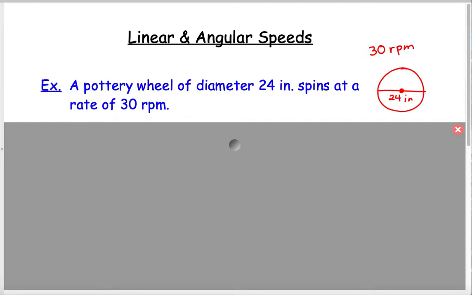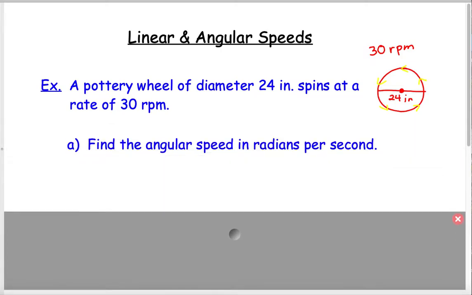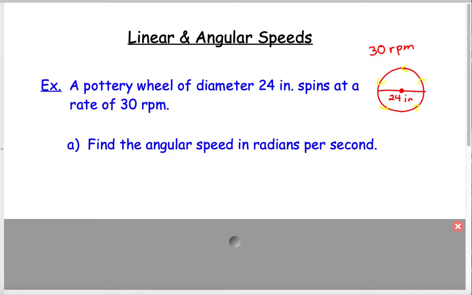So, I don't know, let's just say it's spinning counterclockwise. So that means that it spins all the way around 30 times within 1 minute's time. So first I'd like to find the angular speed in radians per second. Angular speed. So we're thinking about the angle that this is making and per unit of time.